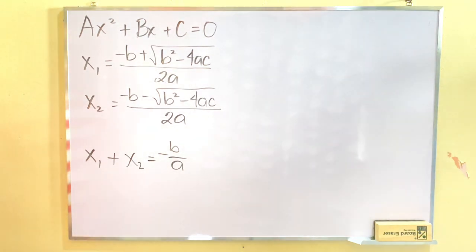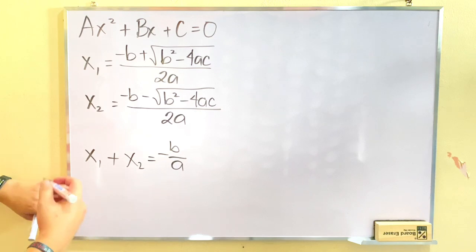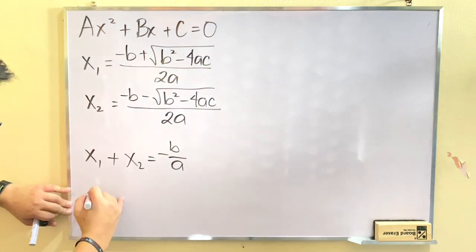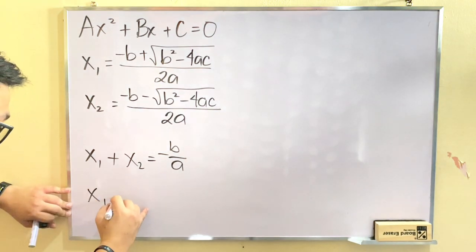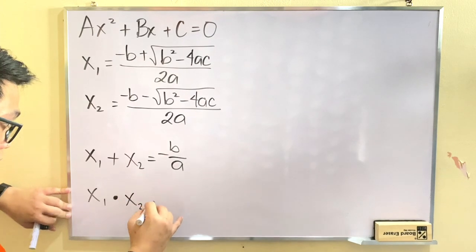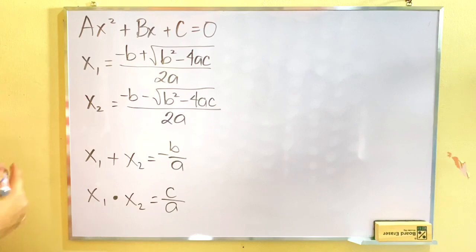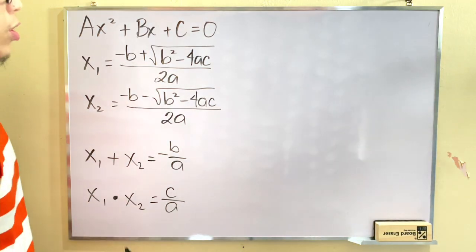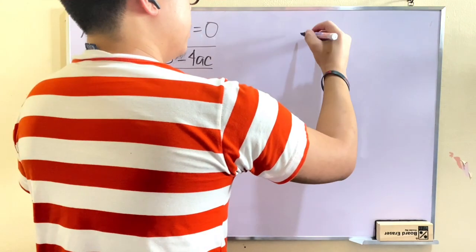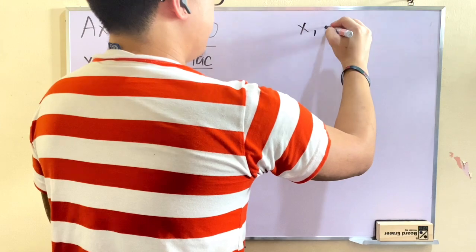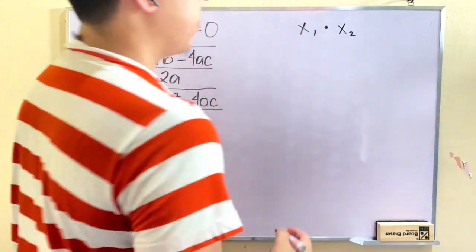Wow! Okay, next, hanapin naman natin kung bakit ang naging formula ng product of the roots of a quadratic equation, which is x sub 1 multiplied by x sub 2 is equal to c divided by a. Paano nga ba natin nakuha ang equation na ito or ang formula na ito? Hanapin natin ang x sub 1 multiplied by x sub 2.